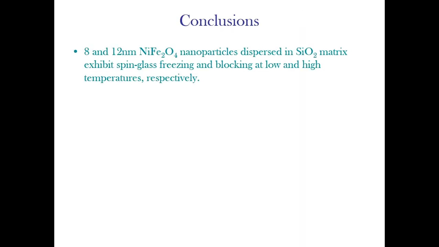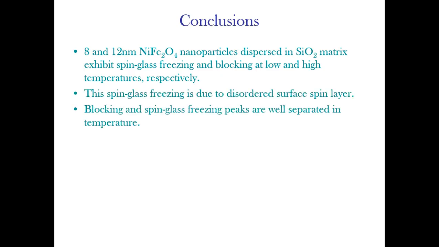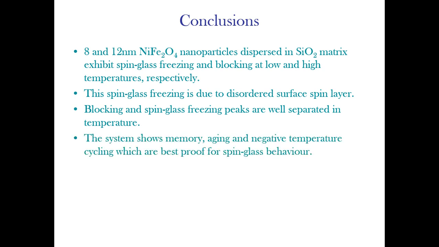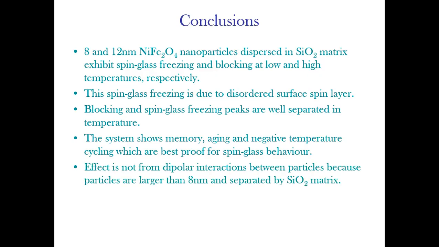So, in conclusion, the 8 and 12 nanometer particle dispersion in silica matrix exhibits spin glass freezing and blocking at low and high temperature respectively. Spin glass freezing is due to the disordered surface spins. Blocking and freezing are well separated in these systems. This system shows memory, aging and negative cycling, which is the best proof for spin glass behavior. The effect is not from the dipole interaction.